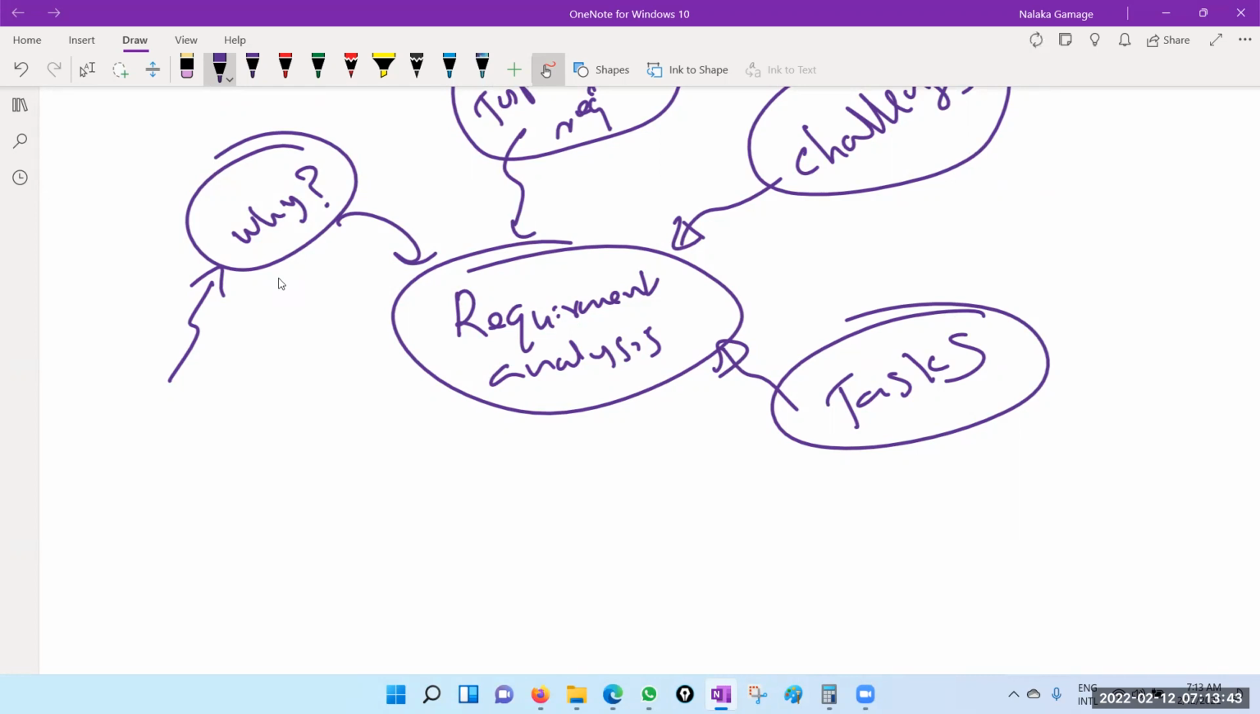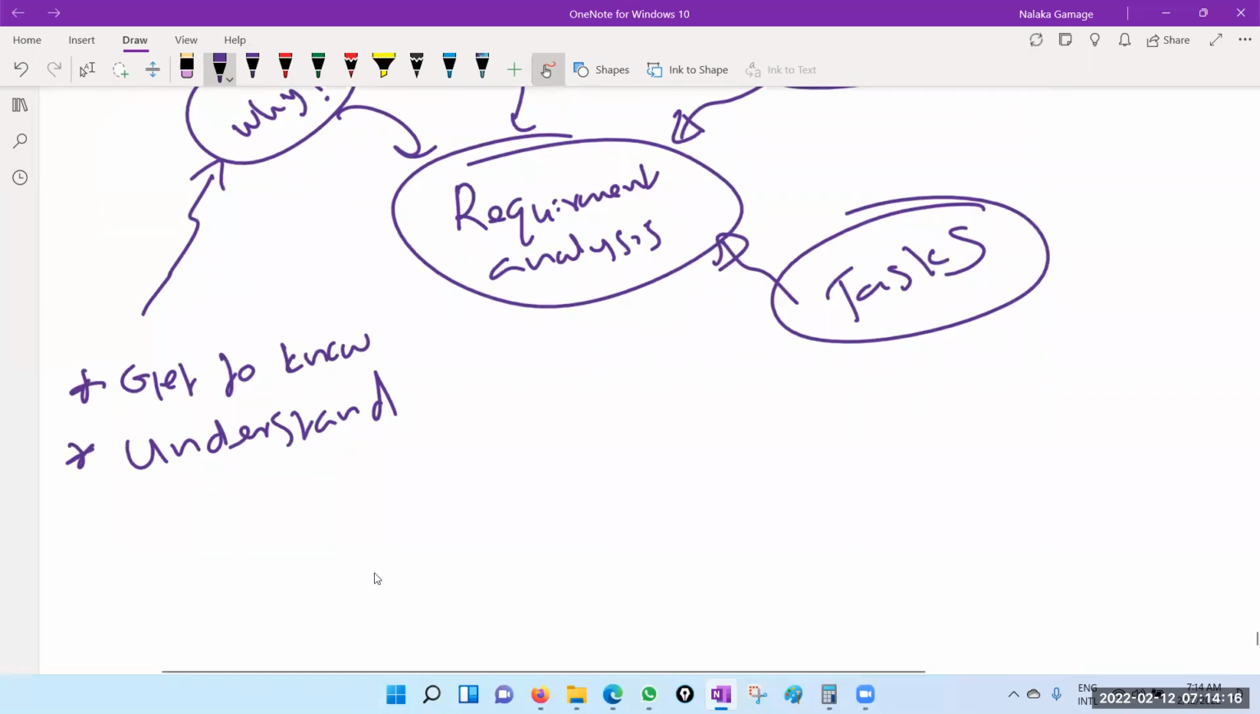Okay. Right. So why do we need requirement analysis? It's a very obvious answer. Before designing and developing a system, we want to understand the requirement. At least we want to get to know the requirement, right? So we want to first get to know. So next we have to understand, because just because someone tells you the requirements, it doesn't mean that you properly understand it. So you have to understand it.